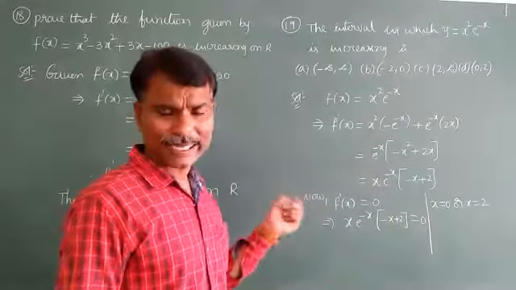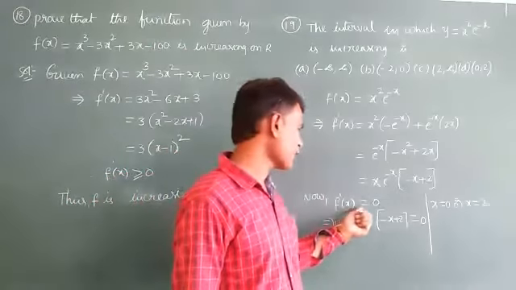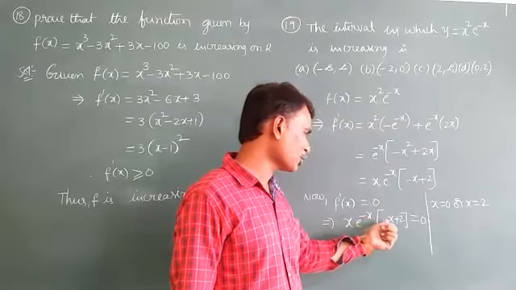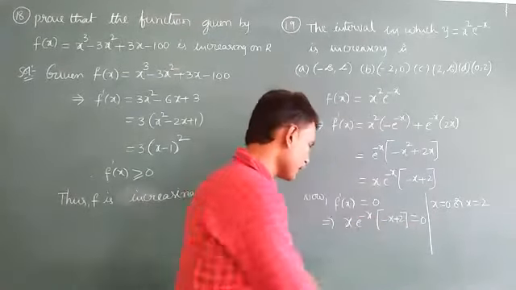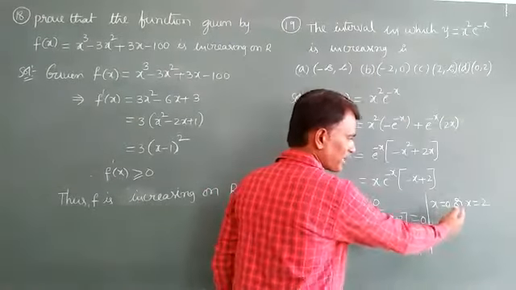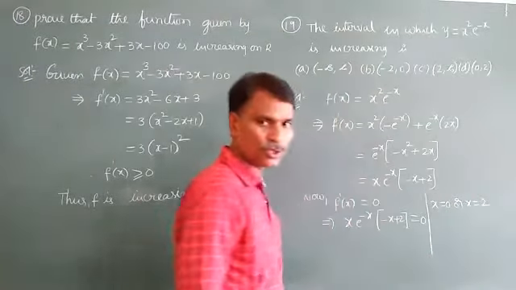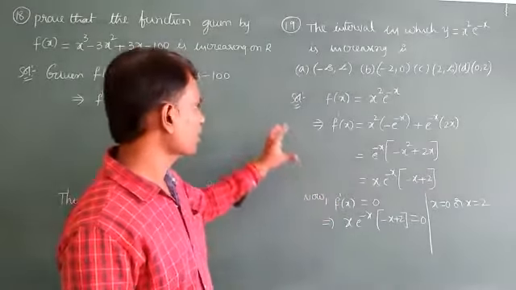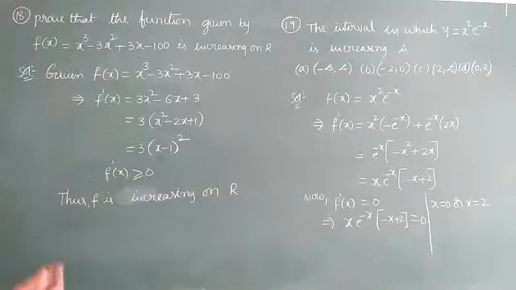Okay guys, for getting the critical points, what does it mean? f dash of x equal to 0. F dash of x means x into e power minus x into minus x plus 2 equals 0. What do you get now? This part is equal to 0, or 2 minus x equal to 0, which means x equal to 2 and x equal to 0. We got the two critical points.